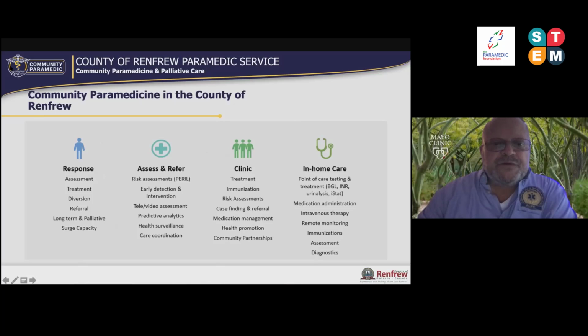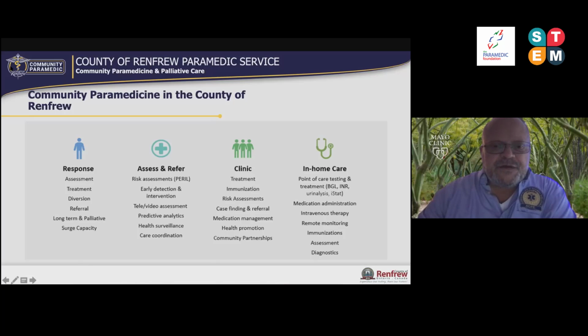They use a risk assessment tool in the hospitals for falls and for a risk of readmission. They try to do early detection and intervention with those. Televideo assessment is an option. Usually that would be from the community paramedic to the patient in their system. They try to predict the patients, again, through scoring, that have a high risk of readmission or an adverse event happening at home. They do health surveillance.